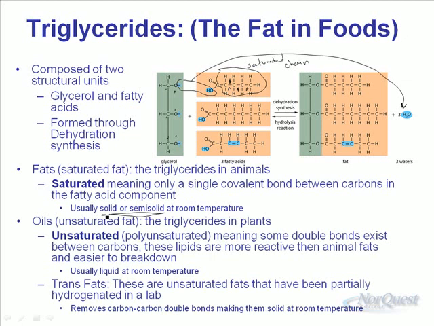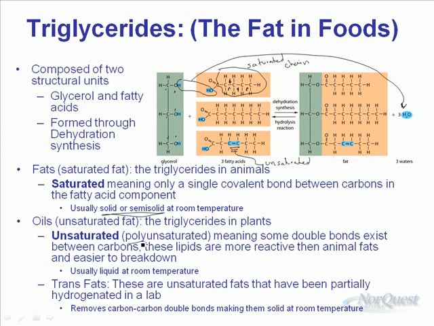Oils, however, are the triglycerides and fats, and these are our unsaturated fats. So if we take a look at this particular fat chain, here we see that double bond. This is unsaturated. What that means is if we broke this bond, we could put more hydrogens into our fat molecule. So unsaturated or polyunsaturated would mean there's more than one, poly just meaning many, that there are some double bonds existing between the carbon atoms.